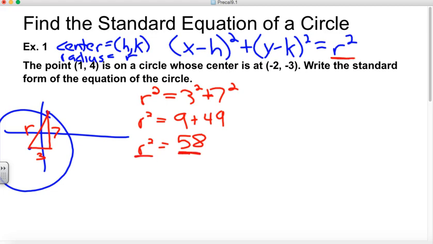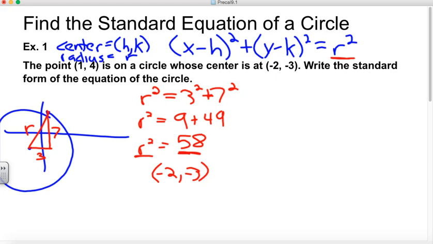R squared is 58. So we can plug 58 in right there, and we can go ahead and write our equation because we know (h, k) is our center, right? So our r squared is 58, and our center is at the point (-2, -3). So we can just write those into the formula.